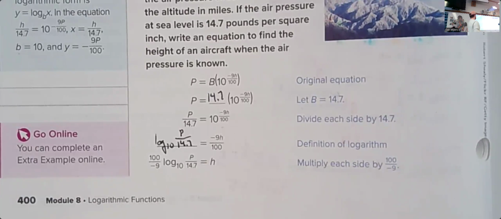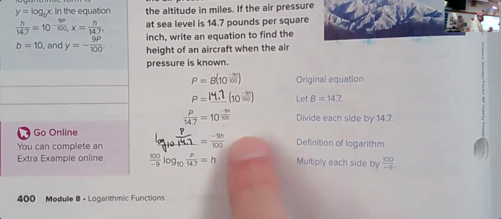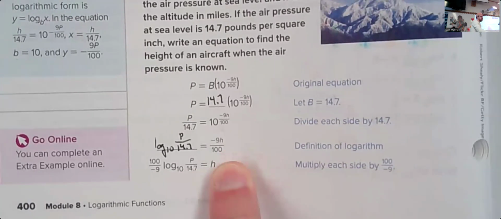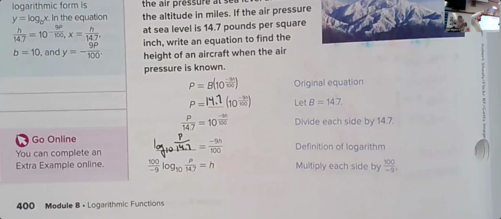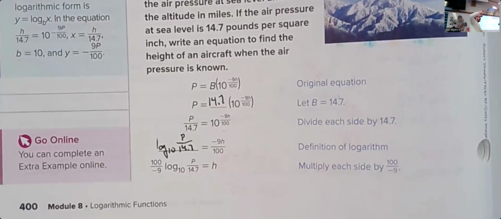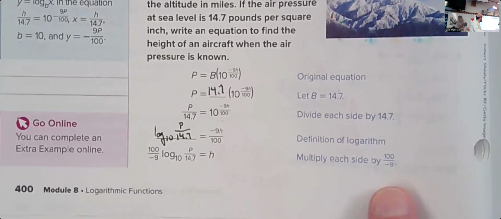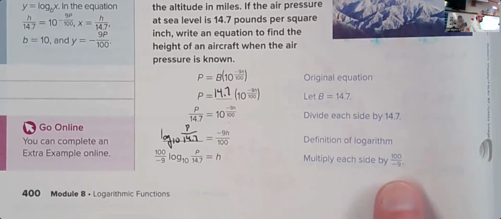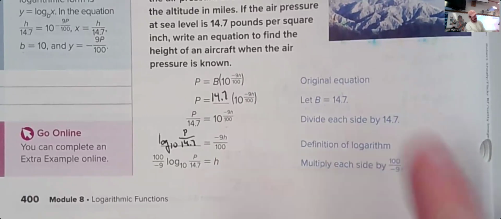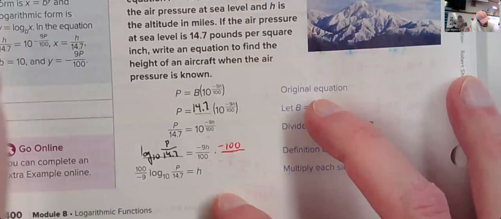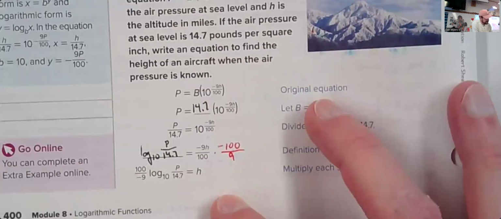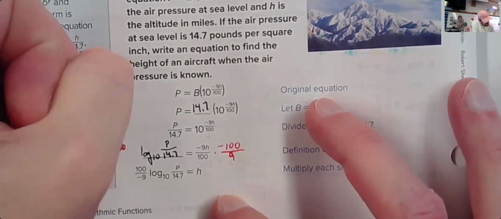Now, what we're trying to do here is get h by itself. If you remember, we've done this a few times in this class already. All we're trying to do is get h by itself. H is currently part of a fraction. So if you want to get rid of a fraction with the variable, you multiply by the reciprocal of that fraction, which is why right here it says multiply each side by 100 over negative 9, or negative 100 over 9, however you want to do that. But I would actually put the negative here. Multiply by negative 100 over 9. Now we have to do that on both sides.